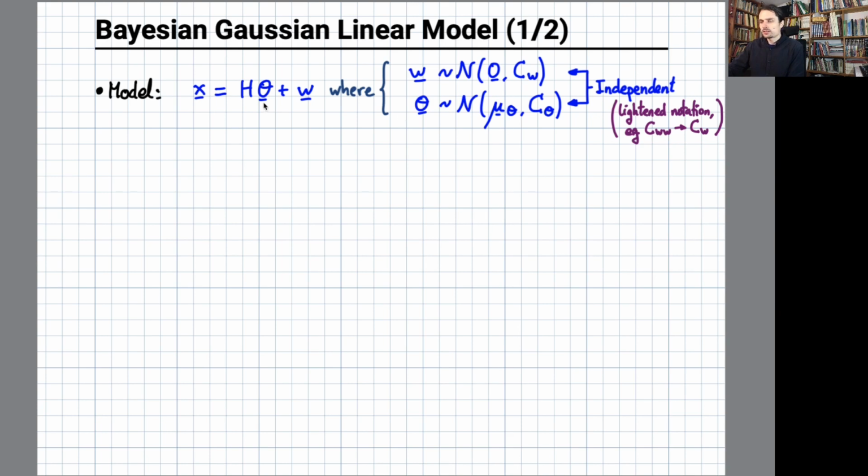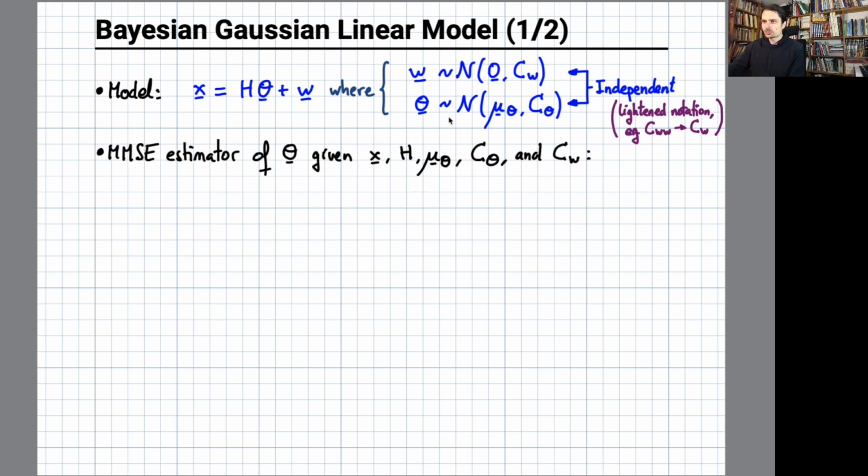And unlike the Gaussian linear model that we considered before, now we introduce a prior distribution for theta, okay? In this case, we will assume that it is Gaussian distributed with mean mu_theta and covariance C_theta. So we are interested in obtaining the MMSE estimator of theta given the data and knowing all these matrices, this matrix here, and also this mean vector, okay?